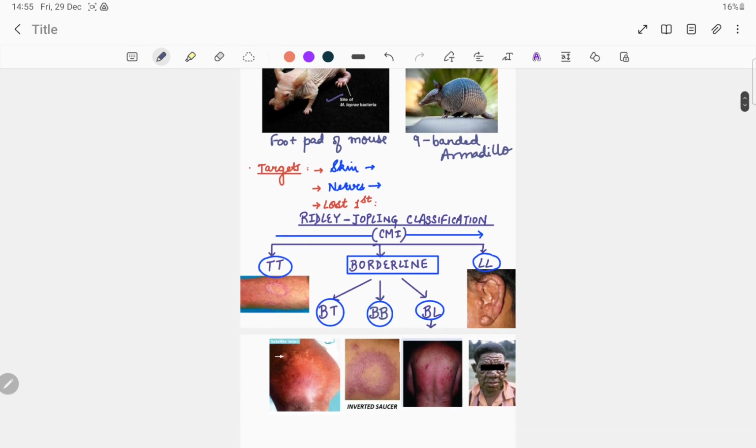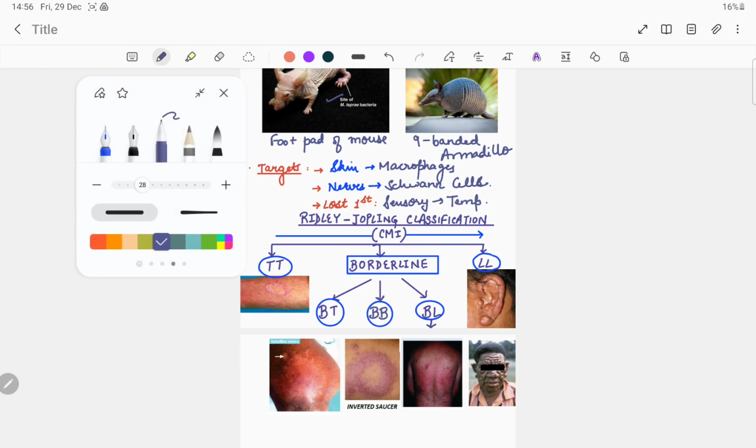The targets for it, as I've already told you, are skin and nerves. Within the skin, it's the macrophages, and within the nerves it's your Schwann cells. So that's why there's a loss of sensation in leprosy, because the Schwann cells get affected. The first modality to get lost is your sensory modality, and within this sensory modality it's your temperature which gets lost first. Within the temperature, it's your hot and cold discrimination which gets lost first.